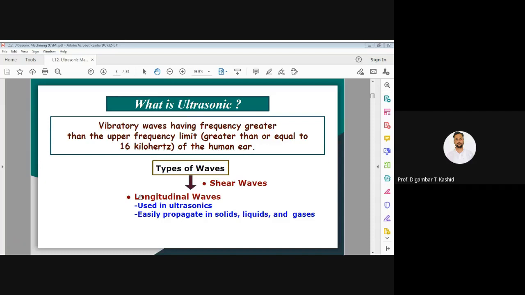In our ultrasonic machining, USM, we normally use longitudinal waves. They easily propagate in solids as well as liquids and gases. So this is a plus point about longitudinal waves, because they easily propagate in solid medium, then liquid as well as gases. In our ultrasonic machining process, we normally use this type of wave, the longitudinal wave.